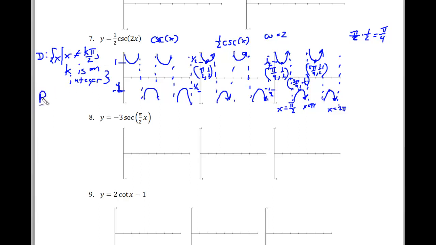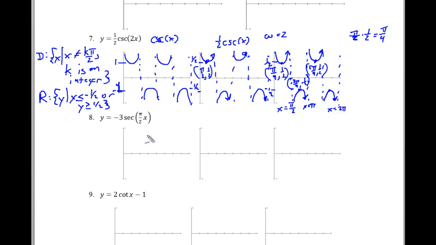Now let's go do the range and not make a mistake and think it's all real numbers like I did before. This has a gap between the 1/2 and the negative 1/2, so y is going to be less than or equal to negative 1/2, or y is greater than or equal to positive 1/2, because it turns at that 1/2 moment.